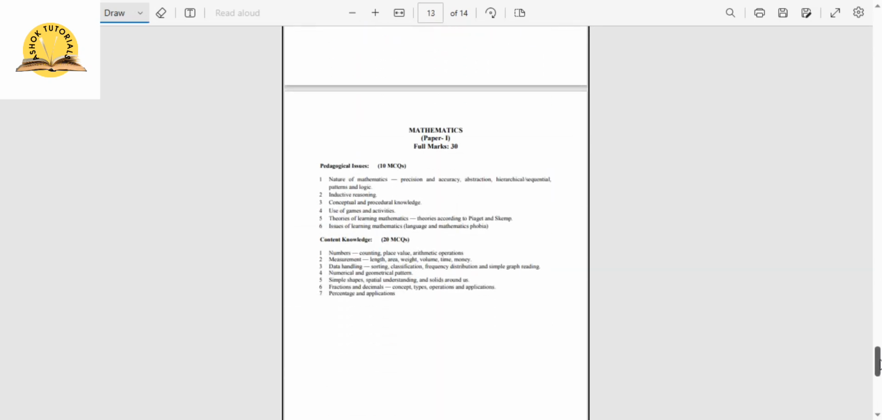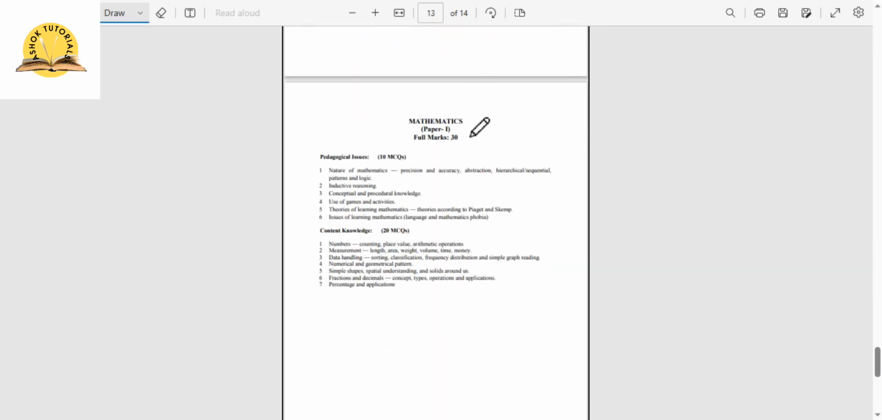The next we have mathematics. Irrespective of whether you are from arts background or science background, you have to write mathematics in paper 1. This is compulsory. All right, this is compulsory. Then let us see the next one.